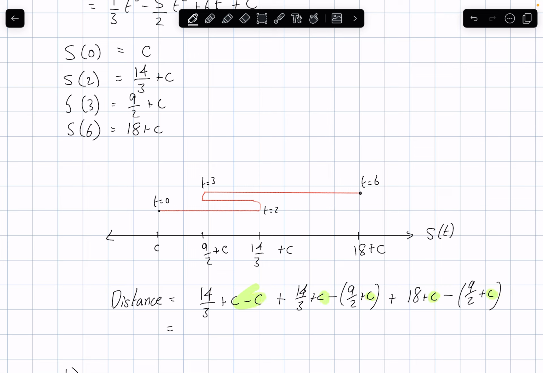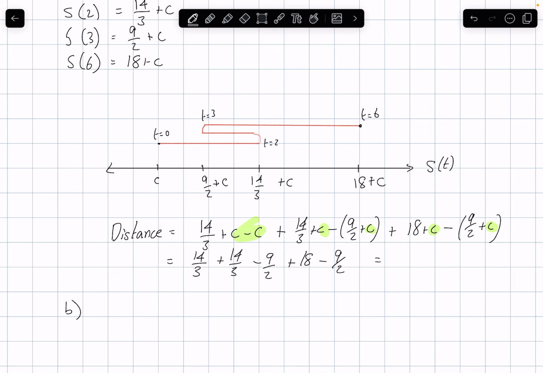So I'm just left with 14 on 3 plus 14 on 3 minus 9 on 2 plus 18 minus 9 on 2, which is going to be equal to, so I've got 28 on 3 minus 18 on 2 plus 18, which is 55 on 3 meters, or in decimals, 18.33 meters. All right, so it's a bit of a longer process, but it's still good to see.